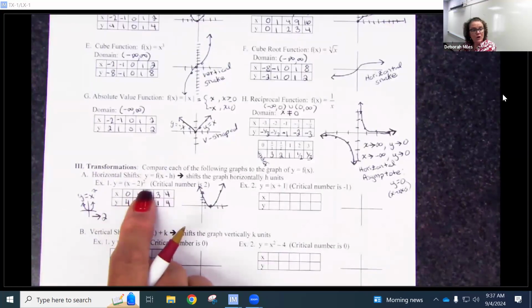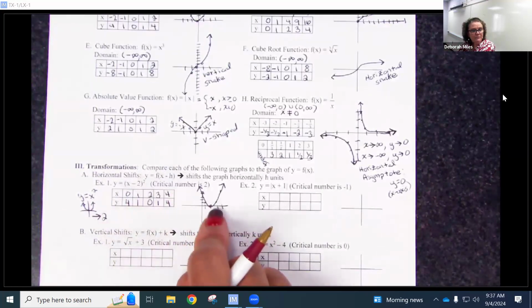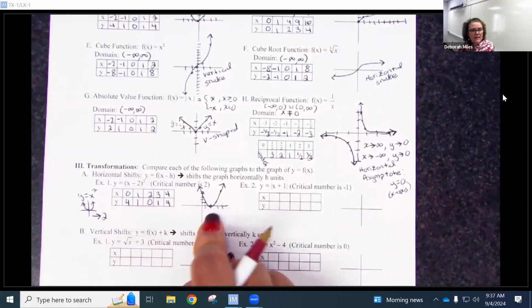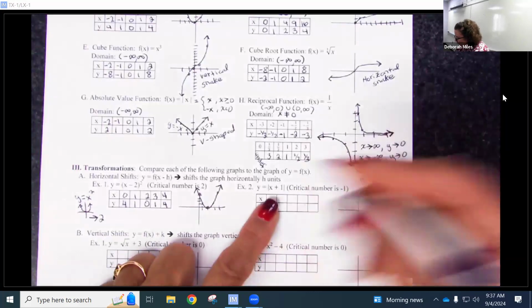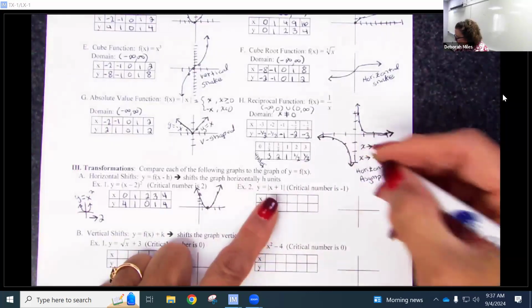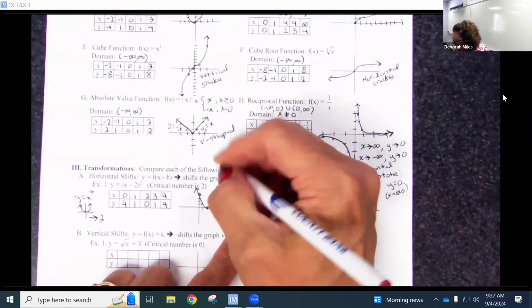If subtracting 2 moves the graph to the right 2, then on this second example, adding 1 in the absolute value function will move the graph to the left 1. That 1 is added before you take the absolute value. That's why it's a horizontal shift. And that horizontal shift is always the opposite of what you would expect. So I'm going to speed up just a little bit. I'm not going to fill out that XY chart.